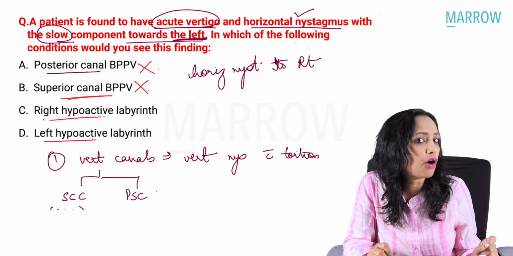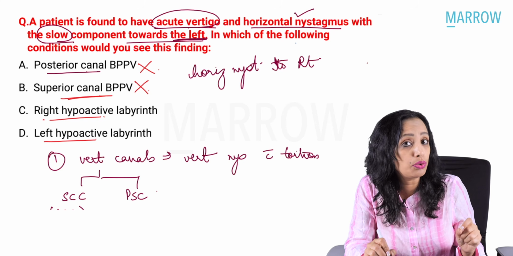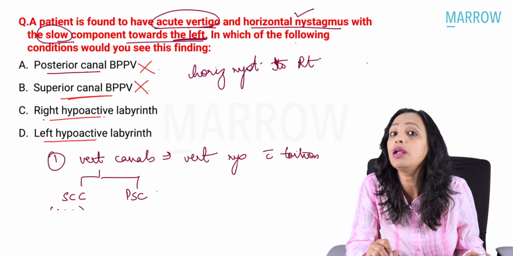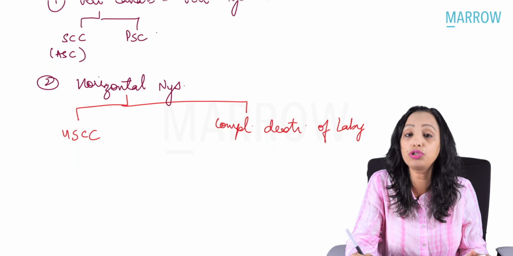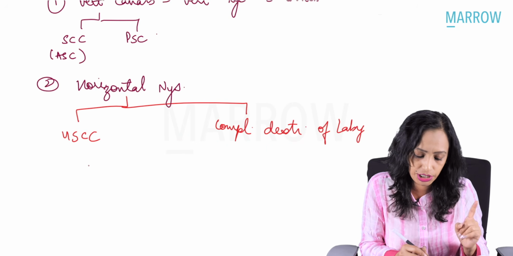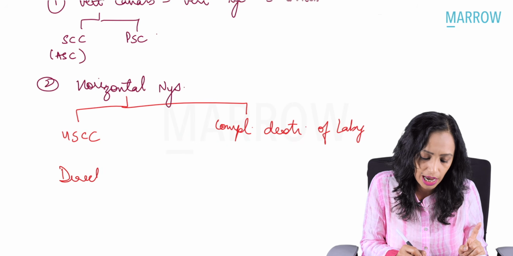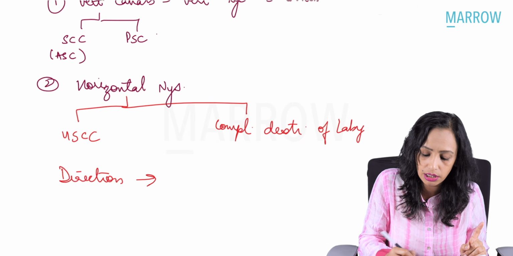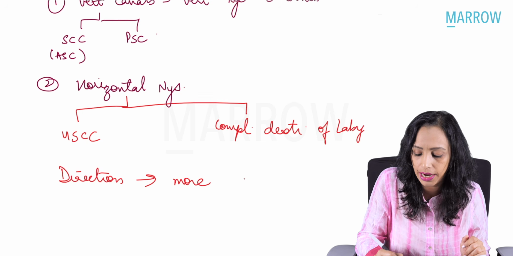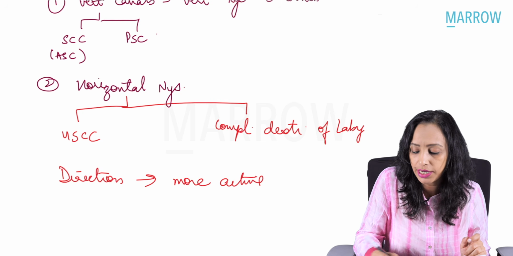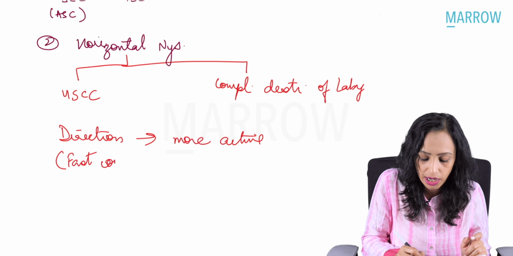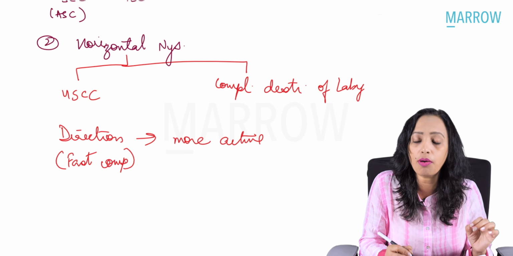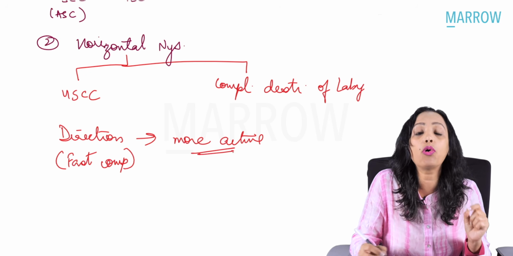So can the direction of nystagmus also tell you the pathology of the ear? Yes, it can. That is another important thing that you need to remember here: the direction of nystagmus is always towards the more active side. And what is the meaning of direction? Direction means the fast component, and it is always towards the more active side.